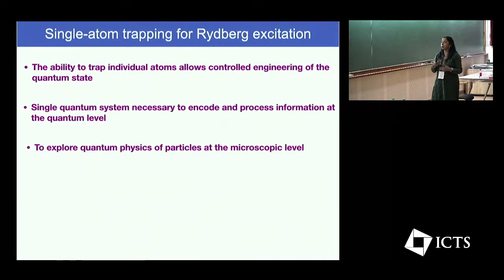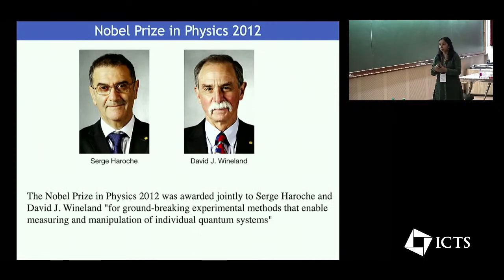So what's the use of single atom trapping? The ability to trap individual atoms allows controlled engineering of the quantum state. The single quantum system is necessary to encode and process information at the quantum level, and to explore quantum physics of particles at the microscopic level. The importance of addressing microscopic or individual particles was recognized in 2012, when Serge Haroche and David Wineland were awarded jointly the Nobel Prize for groundbreaking experimental methods that enable measuring and manipulation of individual quantum systems.